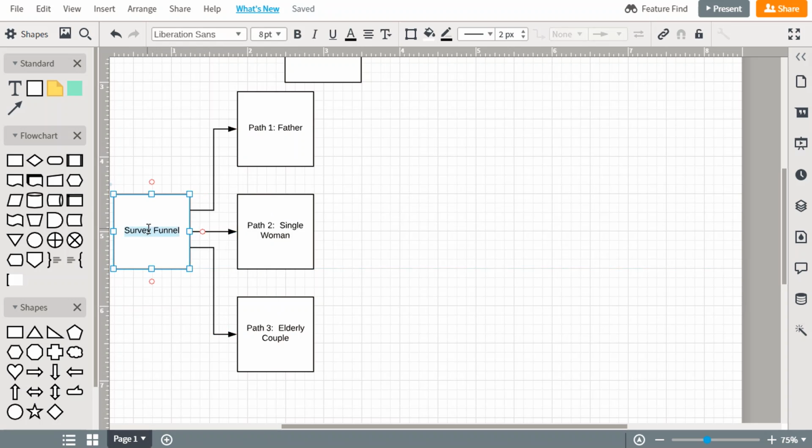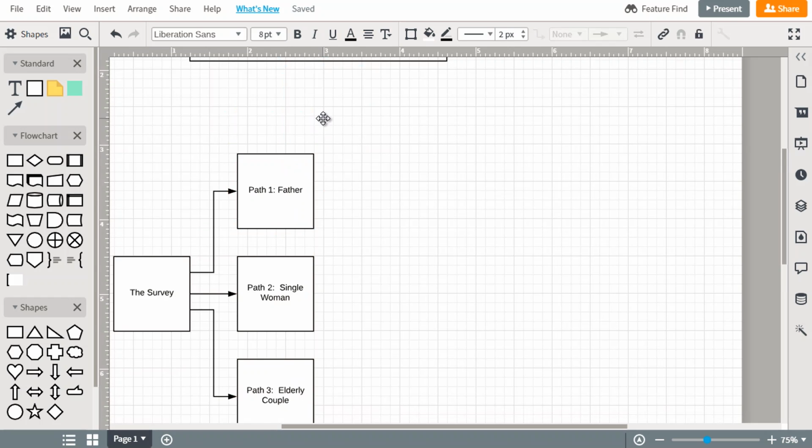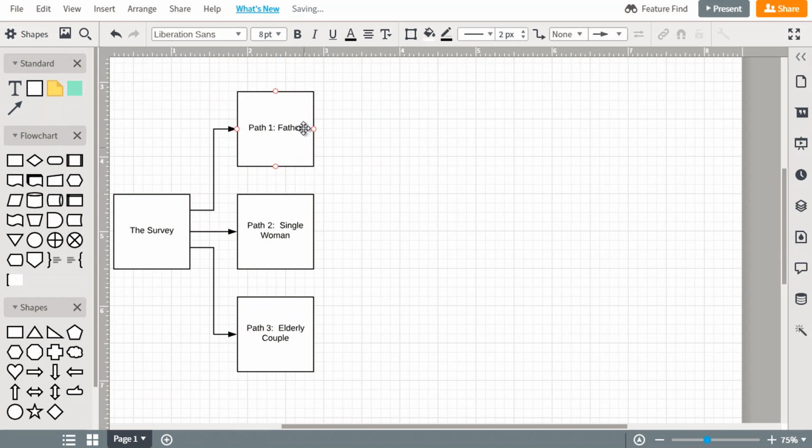Now this is going to be the actual survey. So when people come here, this is the survey. They fill it out. And based upon the answers that they give, they are sent to either path 1, path 2, or path 3. Now I'm going to delete this here just to clean it up. Let's say they go to path 1.